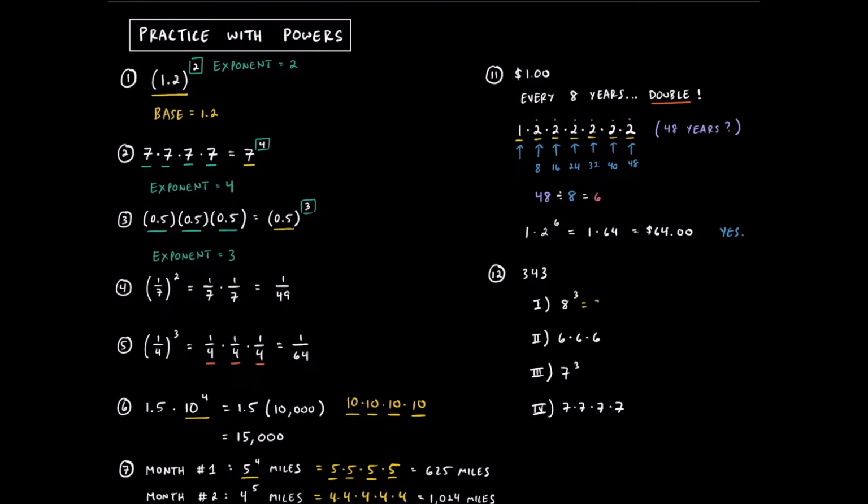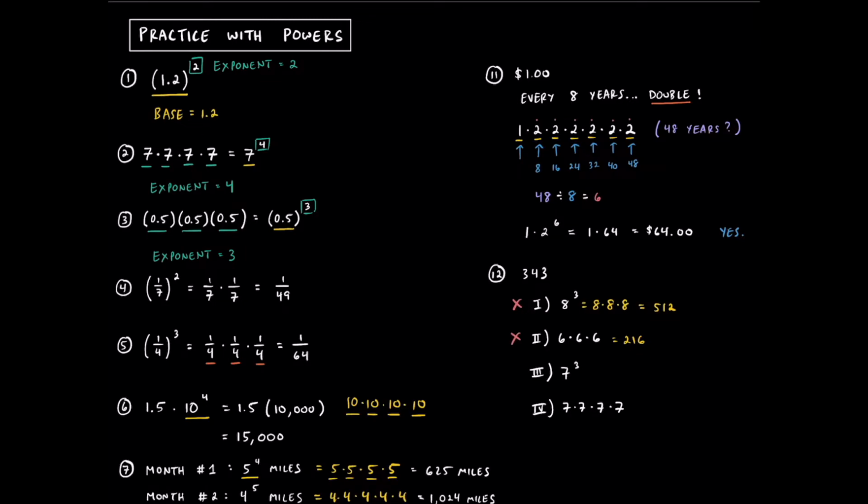So 8 to the 3rd power, that's 8 times 8 times 8. So let's think about what that is. 8 times 8 is going to be 64. And 64 times 8, that's going to be 512, right? So that's not the answer, okay? This next one is going to be 6 times 6 times 6. So 6 times 6 is 36, and 36 times 6 is equal to 216, so that's not equal to 343.